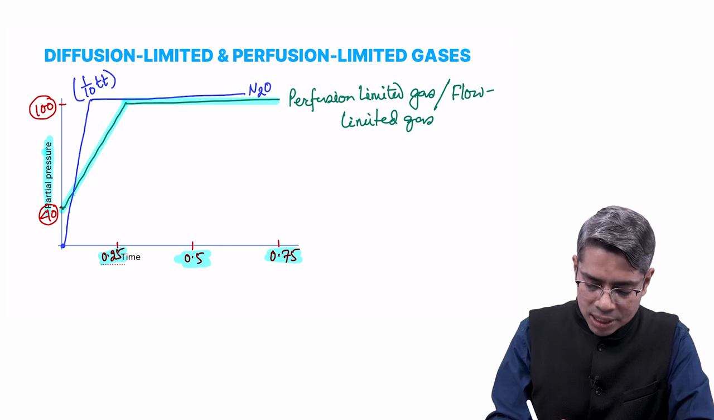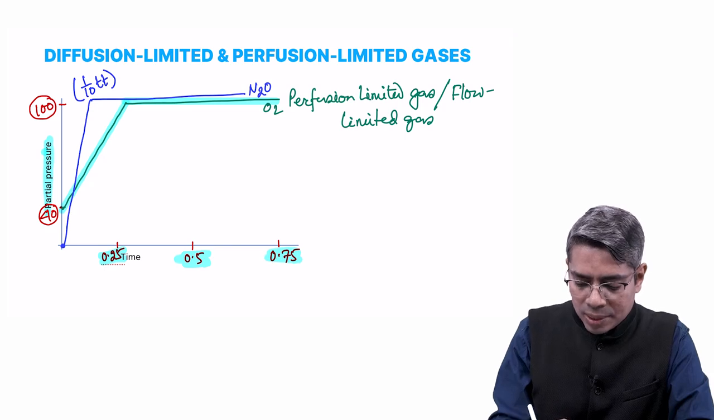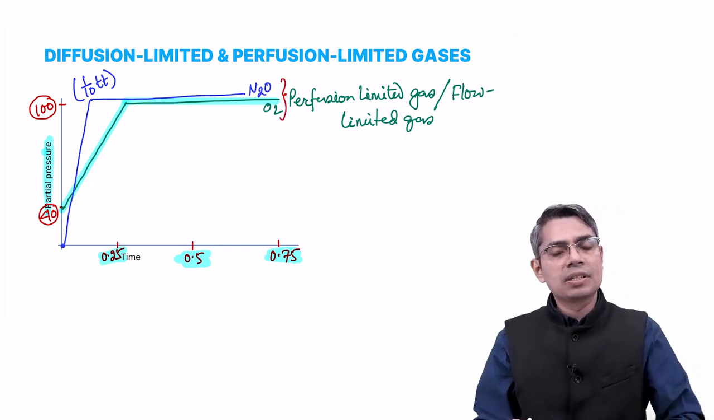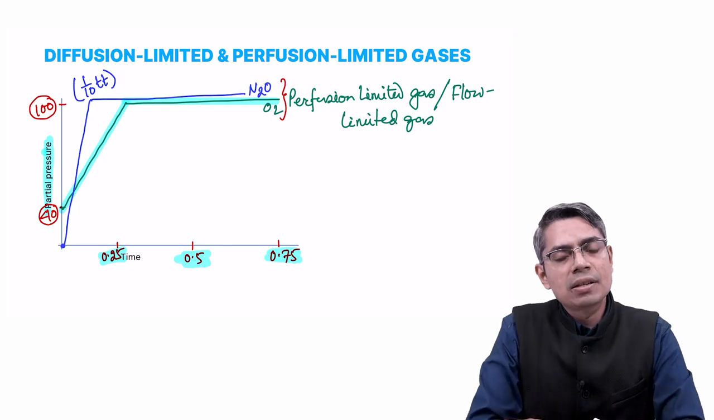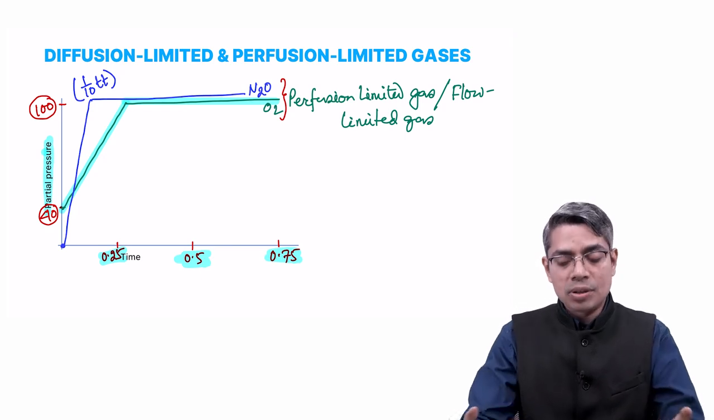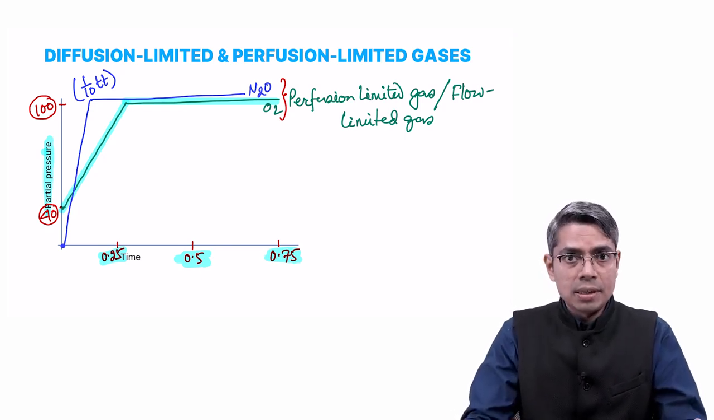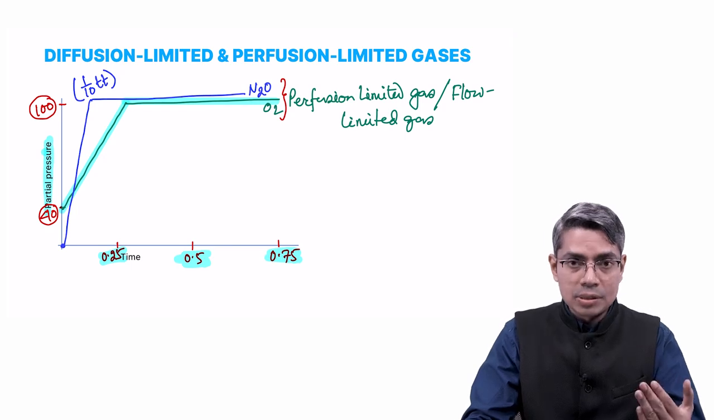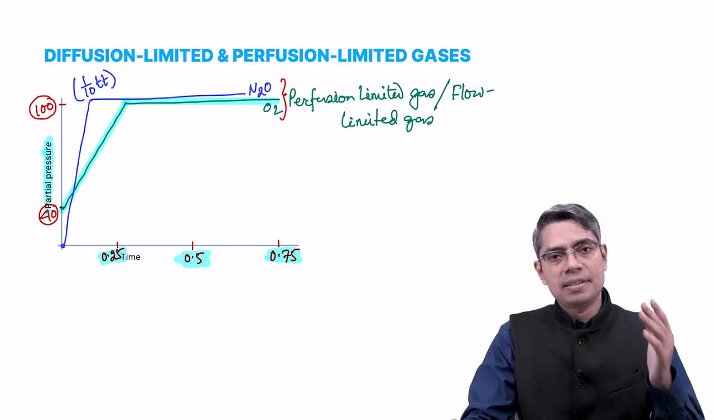So nitrous oxide and oxygen, both of these gases, show a similar kind of phenomenon. That's why they are known as perfusion limited gases or flow limited gases. You can increase the diffusion only by changing the flow, only by changing the perfusion, not by increasing the diffusion, because diffusion is very fast. You cannot increase the diffusion further because equilibrium is reached very fast.